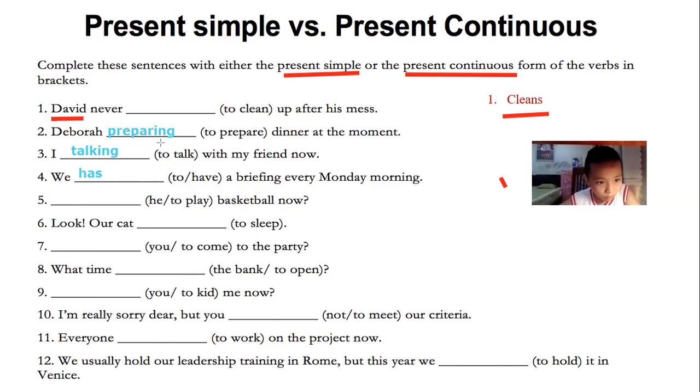Look at number four, Keo. We is the subject there. Many, plural. The subject there is we. It's plural. So what will be your answer? Look at have here. It will be has or it will be the same have.